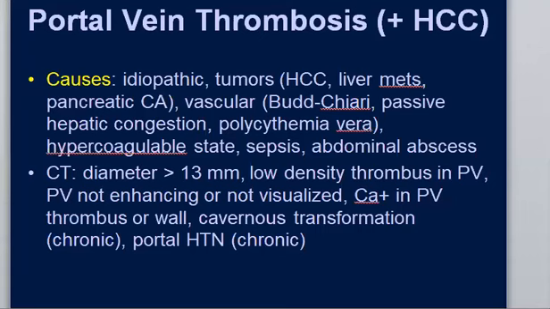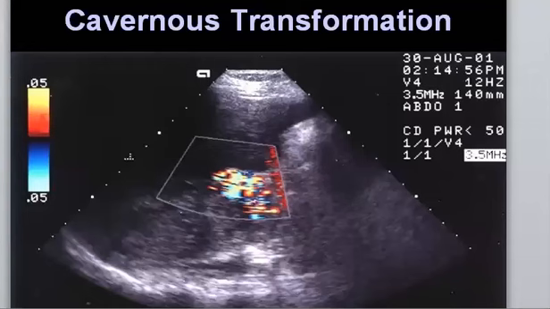So portal vein thrombosis, when you find it, search for the most common cause, which is HCC, and the other causes we mentioned already with Budd-Chiari, right? Yes, the same causes probably. Okay. And one of the common complications that happens after portal vein thrombosis is called cavernous transformation. Yes.